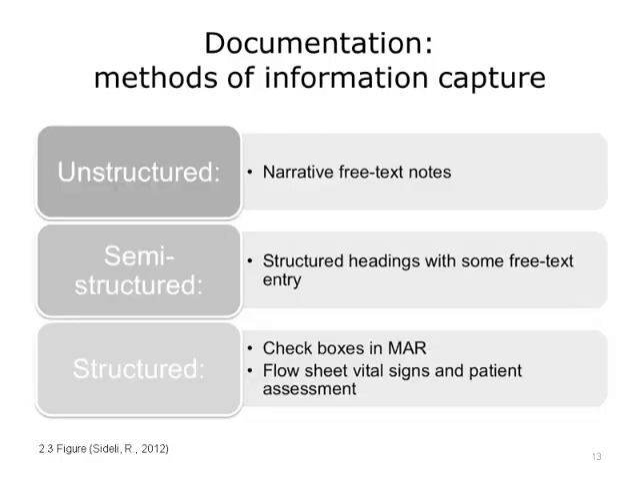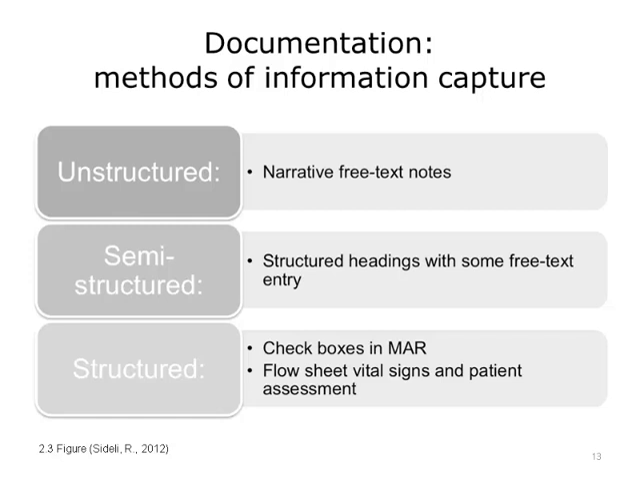We just discussed the different types of documentation, and now we will discuss the three different methods for representing clinical documentation within the electronic health record. The first is unstructured information. Unstructured information refers to narrative free text notes written by a clinician. The second method of representing clinical documentation is semi-structured. This refers to notes that have structured headings followed by free text entry.